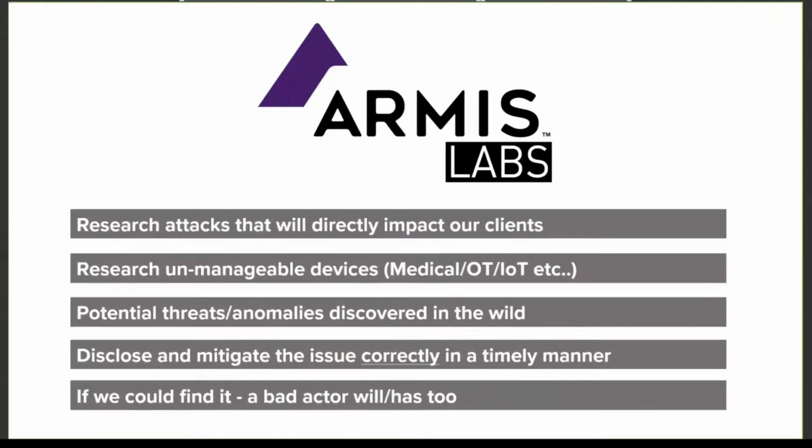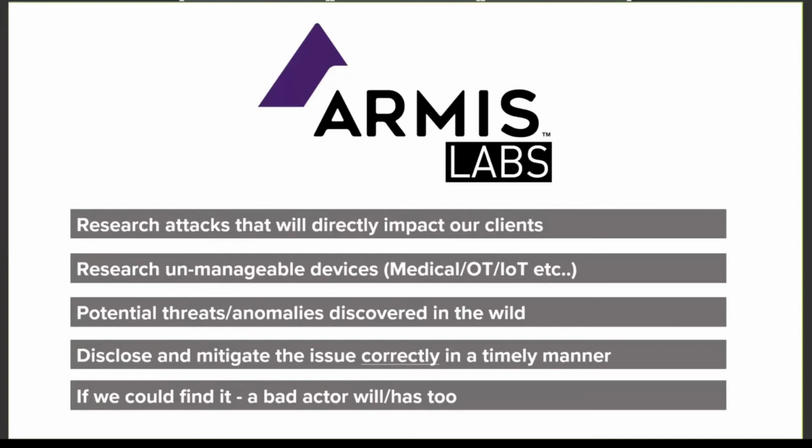So what's our day-to-day job? Basically, we research attacks that will directly impact our clients. We're a security company, we have clients, and we try to understand attacks that will likely happen to them, or how they would happen, and try to prevent them prematurely. We focus mainly on the unmanageable devices, as Curtis mentioned. Those are the problematic devices from Armis's perspective, so we focus on that. That means medical devices, OT devices, or IoT devices.